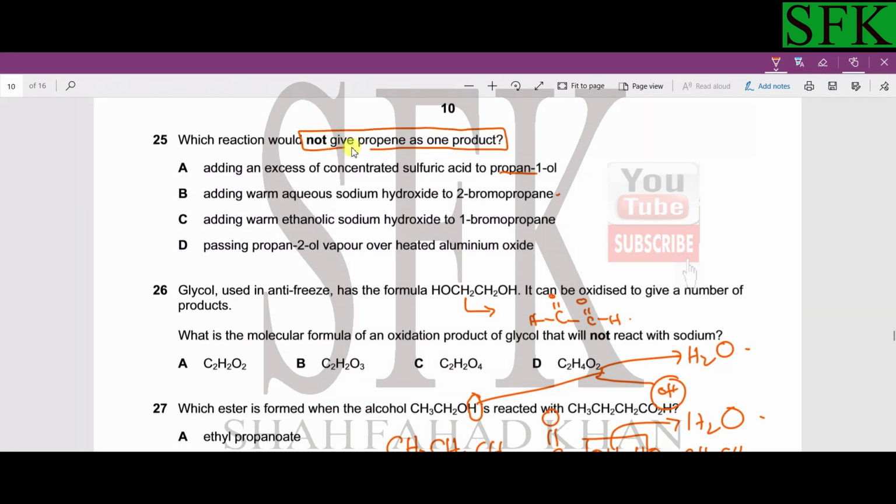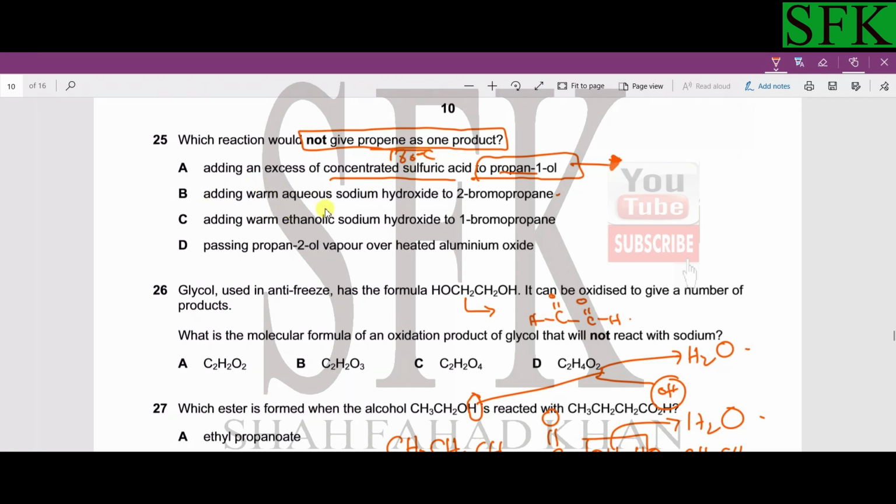Moving on to the next, which reaction would not give propene as one product? Okay, which of them will not give propene as one product? Okay, add in an excess of concentrated sulfuric acid to propanol. Okay, if we add excess of concentrated sulfuric acid to propan-1-ol, what would happen? We'll get propene as a product because propan-1-ol is an alcohol. It will get dehydrated to form a propene molecule because sulfuric acid concentrated at 180 degrees Celsius is a dehydrating agent.